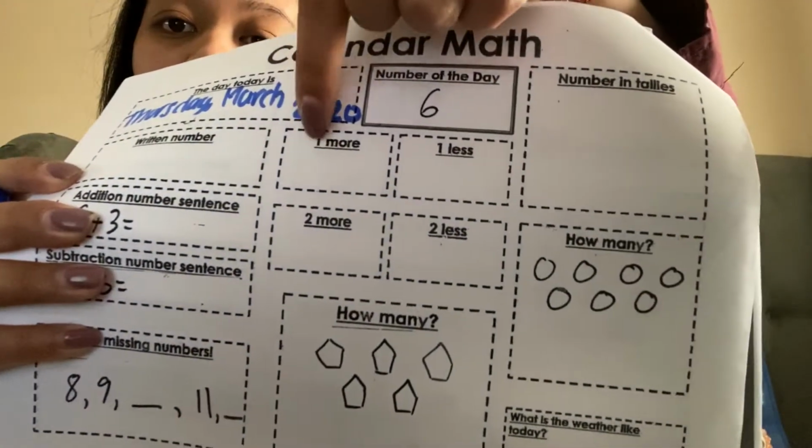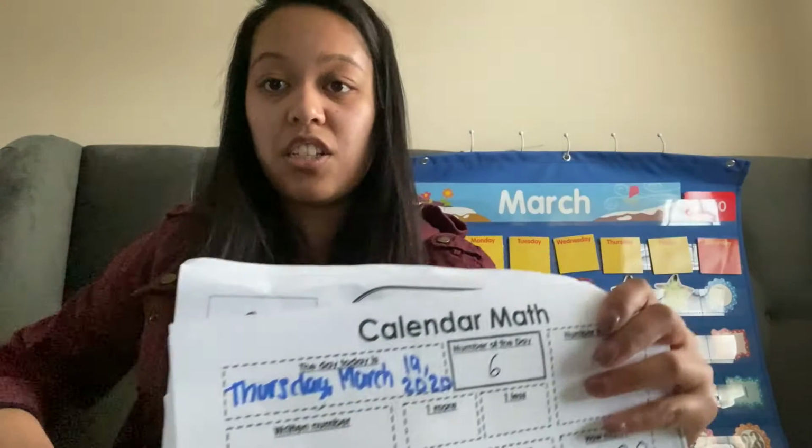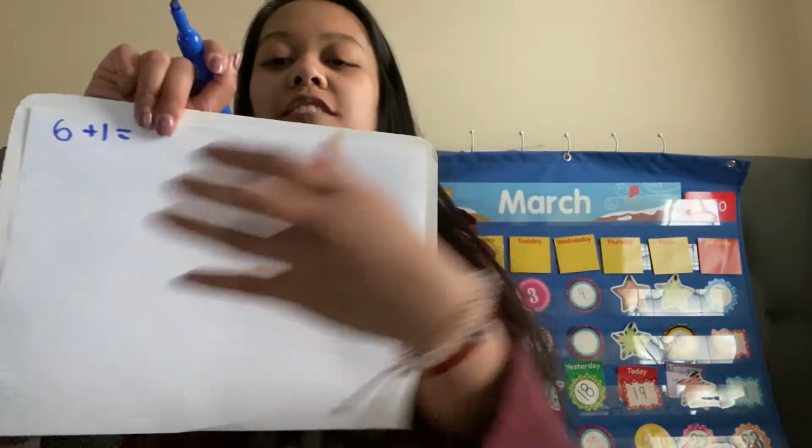So it says that the number of the day is 6. So I'm going to write 6 on my paper. And then it says in the first box below, 1 more. So we're going to make an addition problem. I'm going to write 6 plus 1 and then equals, just like that. I'm going to draw some dots underneath the 6, and then I'm going to draw 1 dot right here.